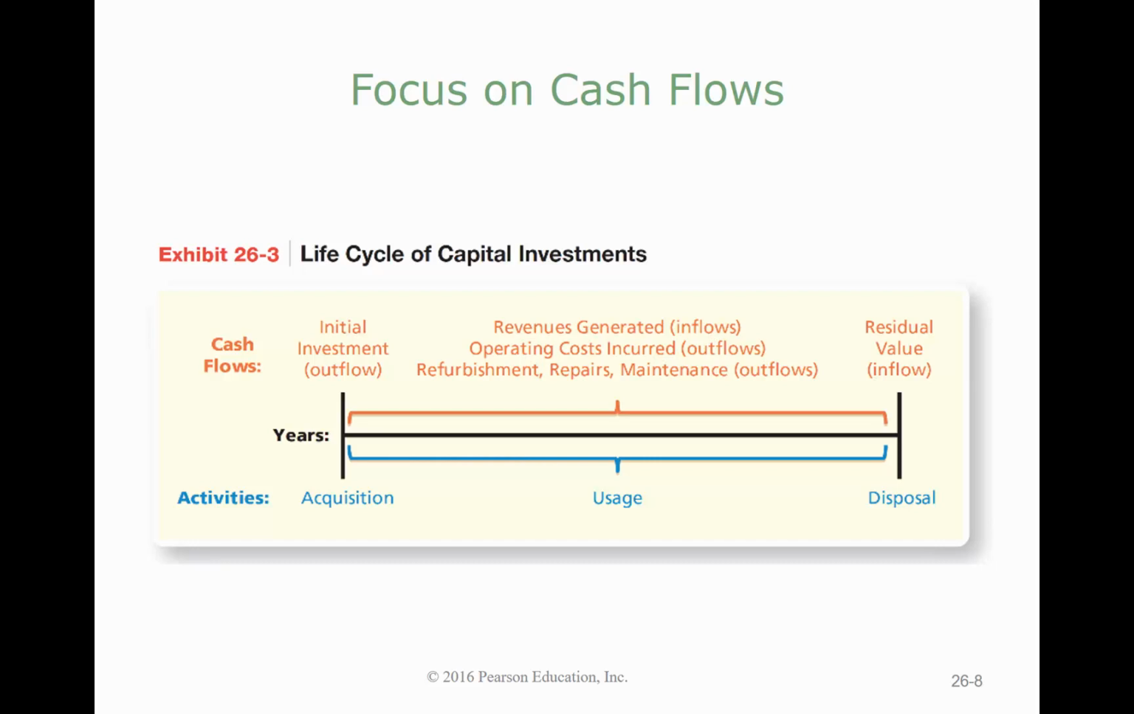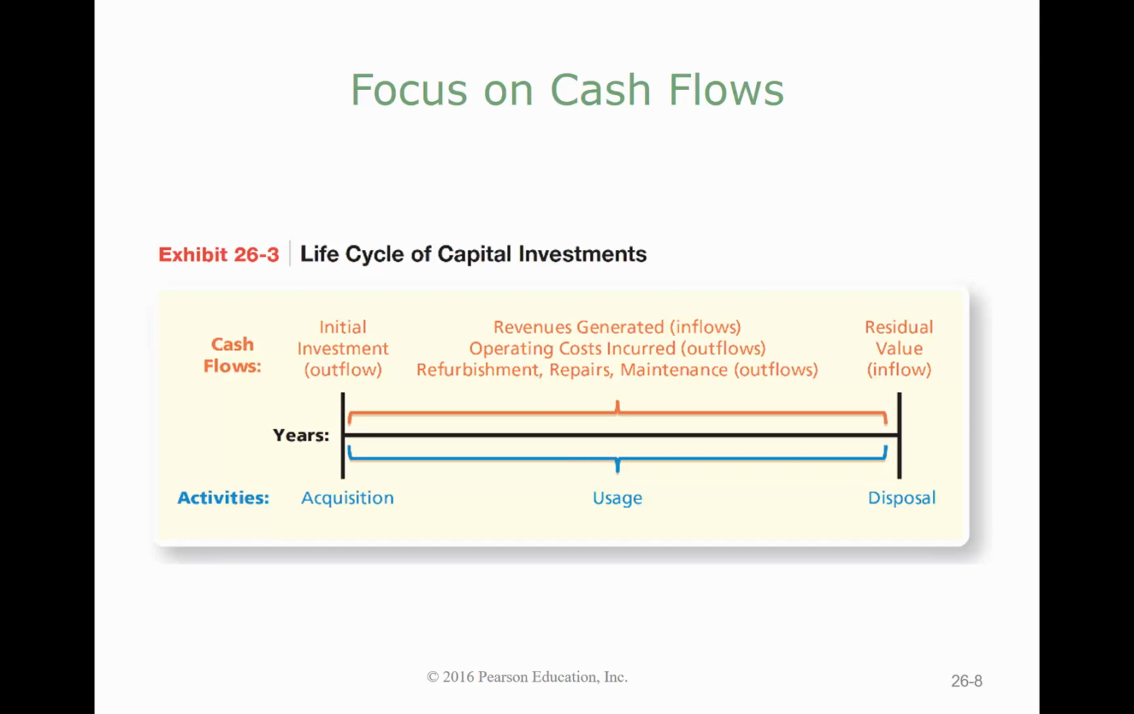All right, and then they have the life cycle of capital investments, which is kind of obvious. The initial investment is an outflow. Then during its lifetime, there's revenues generated, which are inflows, operating costs incurred, which are outflows, refurbishment, repairs, maintenance, outflows. There's something not on that list. There's also expenses saved, right? Sometimes if you buy a piece of equipment, maybe it'll do the job of 5 employees or something like that. And so those employees either get laid off or move to another division or something like that. That also creates positive cash inflow to you in the sense that it reduces outflow, I guess.